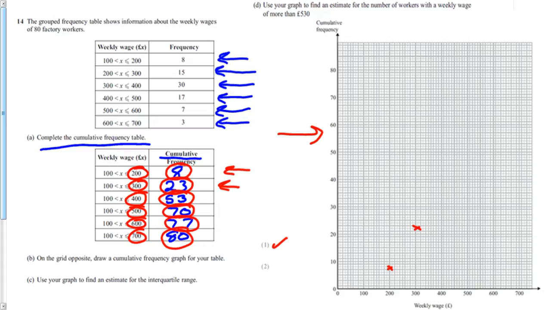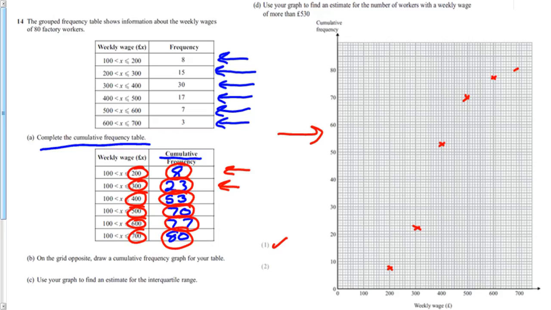So across to 300, up to 23. And then you go across 53, up to 400. Sorry, across 400, up to 53. Then you go across to 500, up to 70. Go across to 600, up to 77. Go across to 700, up to 80.